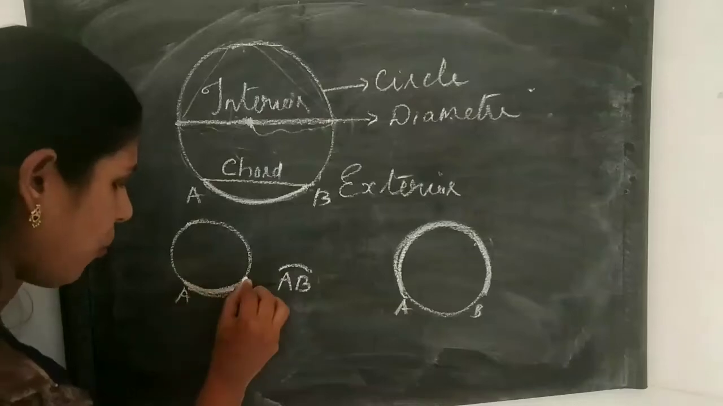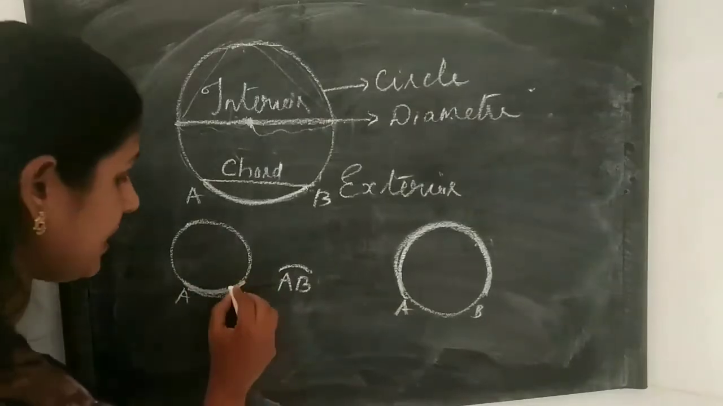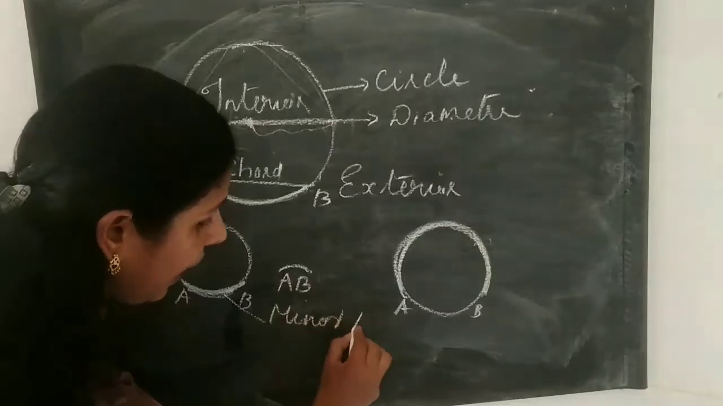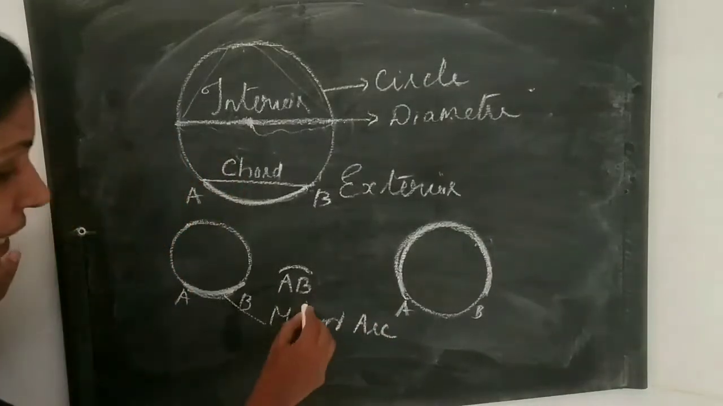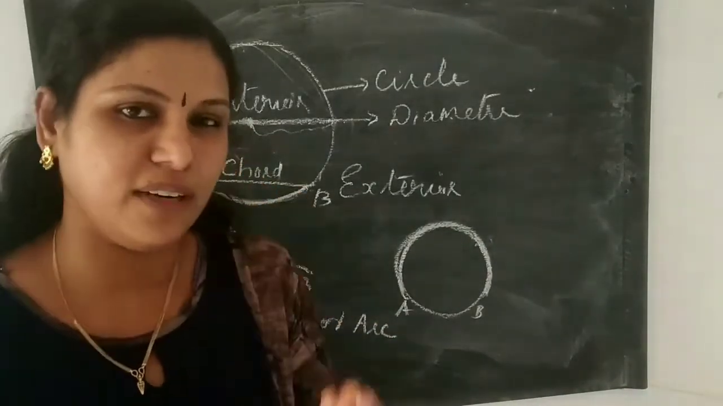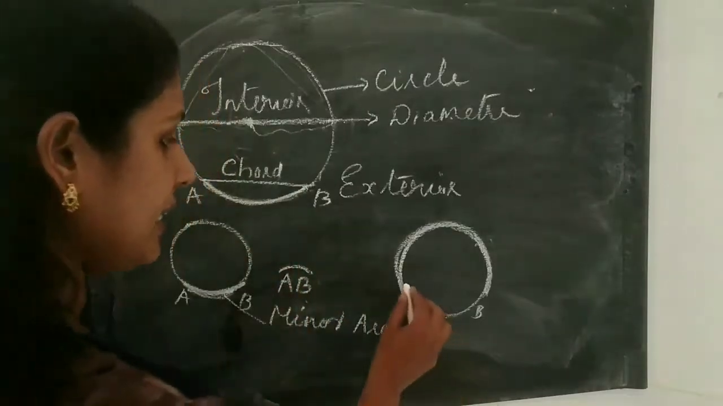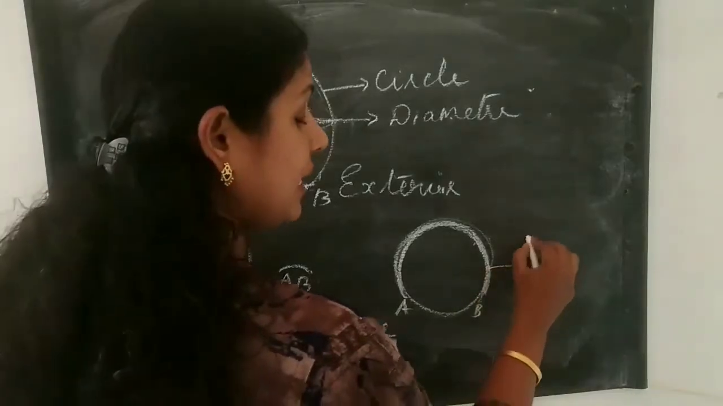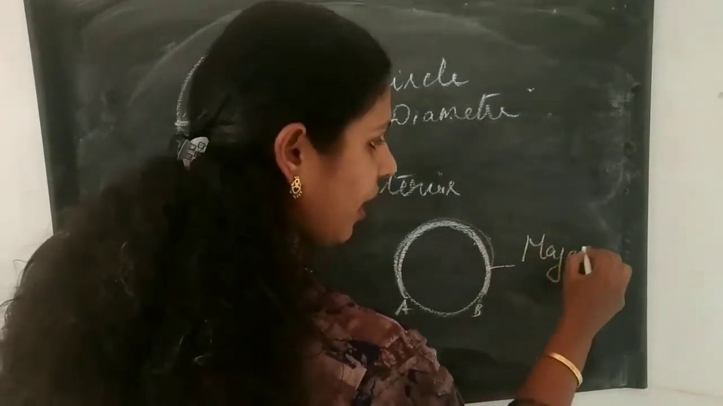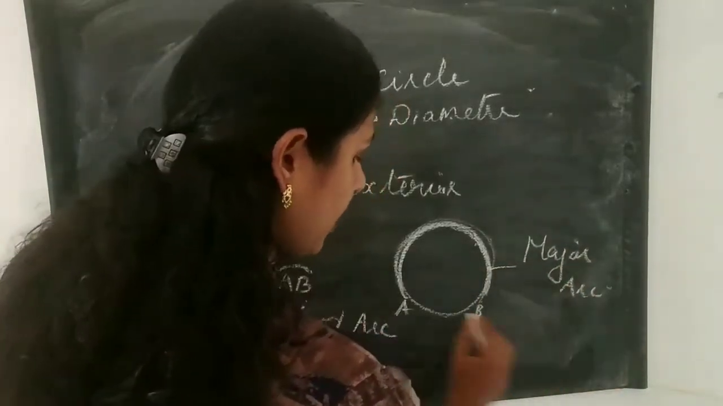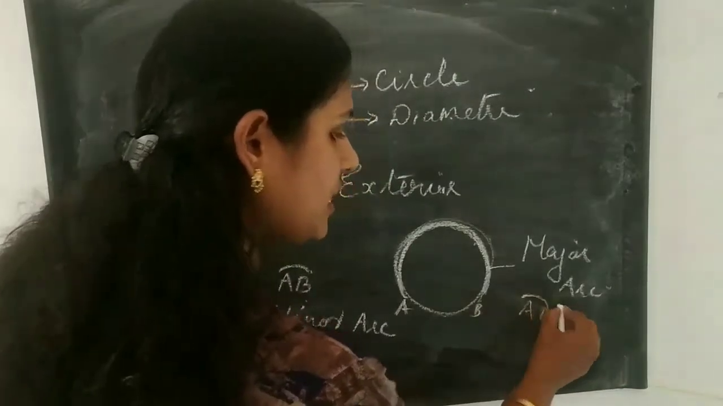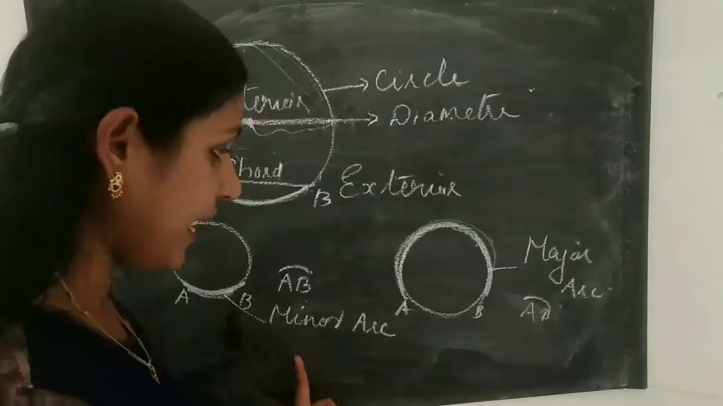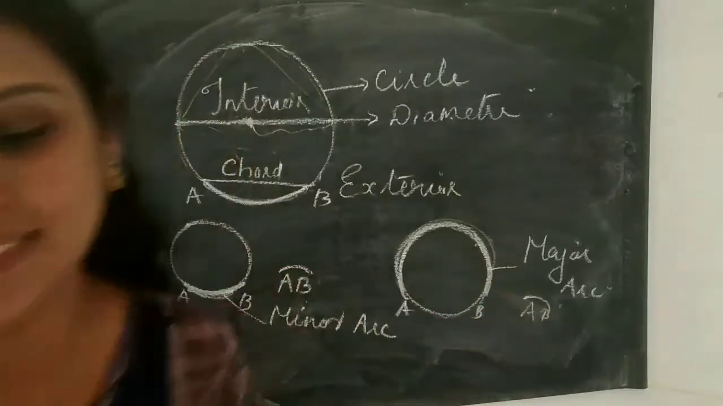And it is a smaller one, so we name this a minor arc. Minor arc, smaller one. So that's why it's a minor arc. And here it is a larger one, so we name this a major arc. It is also drawn as arc AB. Now you understand what a minor arc and a major arc are.